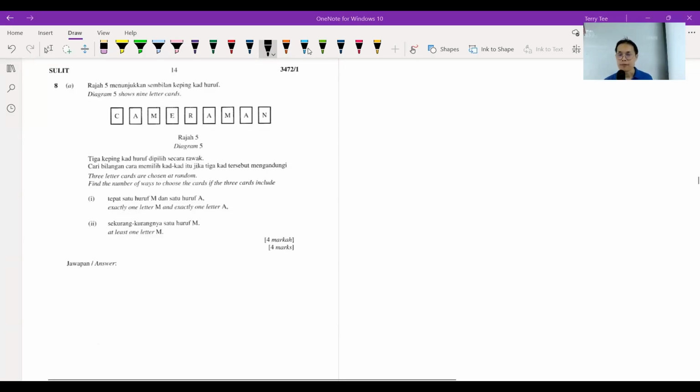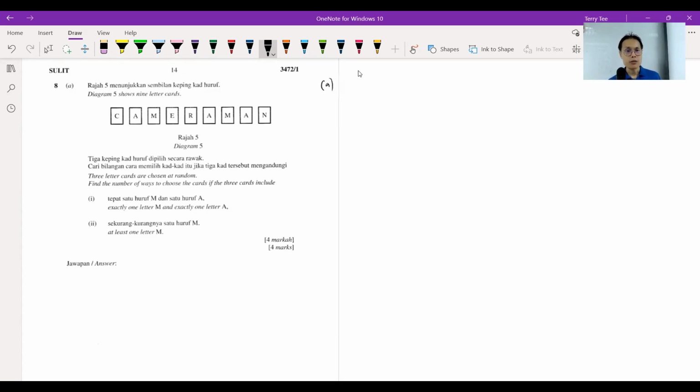Okay, this question 8 is a question from the chapter Pilih Atur dan Gabungan. Okay, so Raja menunjukkan 9 keping kad huruf CAMERAMAN, right? 3 keping kad dipilih, kad huruf dipilih secara rawak. Cari bilangan cara memilih kad itu jika 3 kad tersebut mengandungi tepat 1 huruf M, 1 huruf A. So here we are choosing 3 cards, right? And it's a combination, yeah, because you're choosing, you're not arranging.